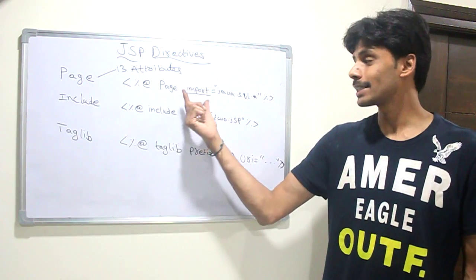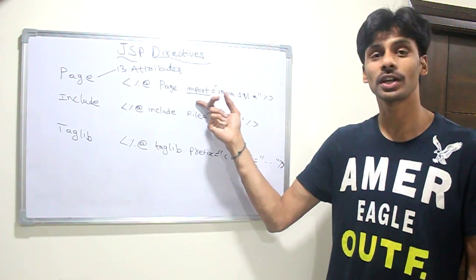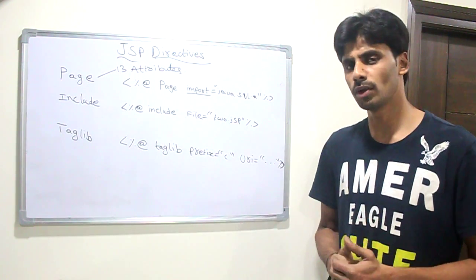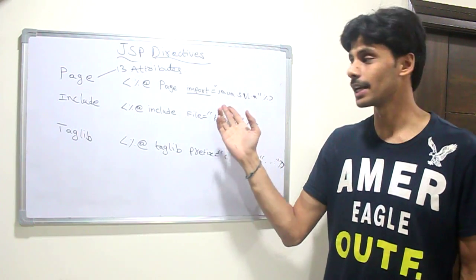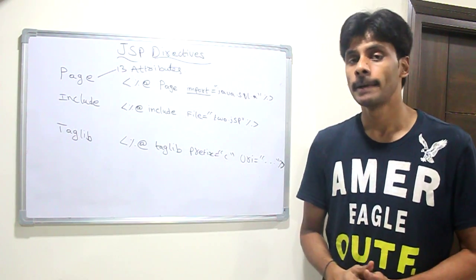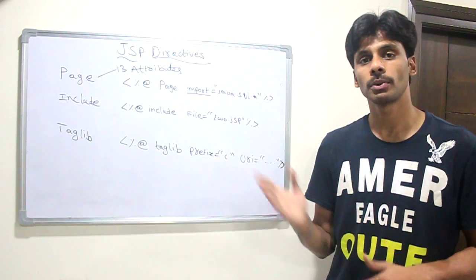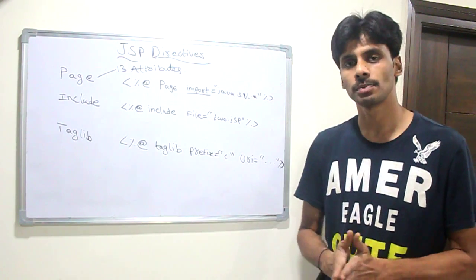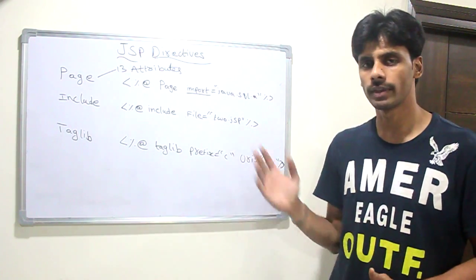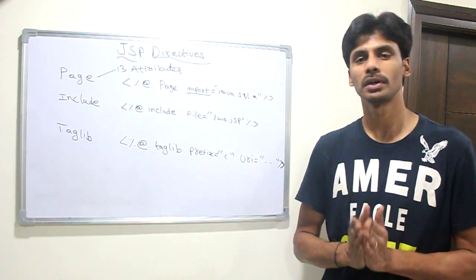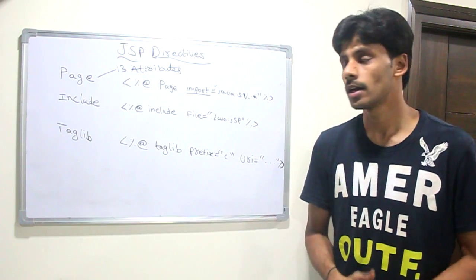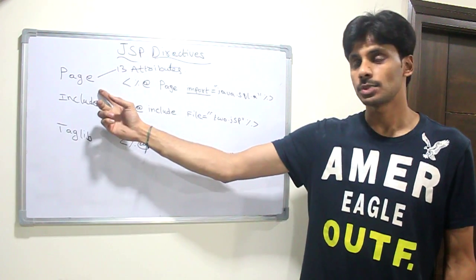The page directive has 13 attributes, out of which import is one of the important ones, which we use the most to import Java classes into a JSP page. I will be discussing the other attributes as I cover various other JSP topics, the important ones, not all of them. Some of them are outdated and some of them we don't even use out of those 13. That's the first JSP directive.